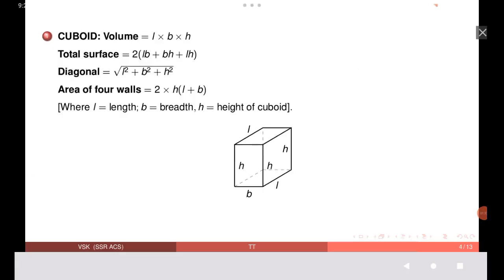In the same way, if we talk about the cuboid, having length L, breadth B, and height H, then the total surface area is given by the formula 2 into (L into B plus B into H plus L into H). The diagonal will be under root L square plus B square plus H square. The area of 4 walls will be 2 into H into (L plus B). So you will have to keep these formulas in mind when we solve problems related to the cuboid.